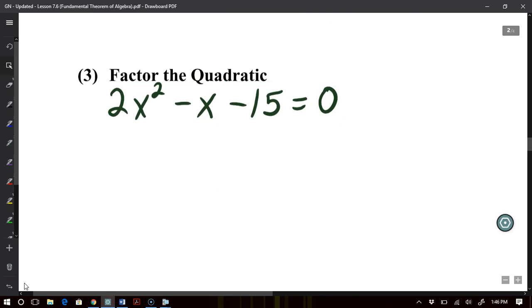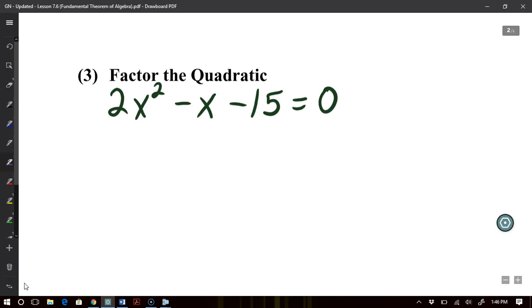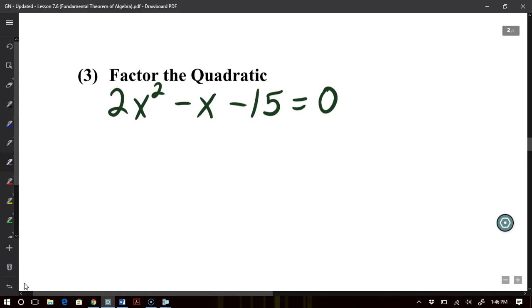This one is special. You're going to notice there's a few of these on the notes. There's a lot on the homework. It was on the 7375 quiz. This one's a good old AC method. We are going to have to take A times C. 2 times negative 15 gives me negative 30.